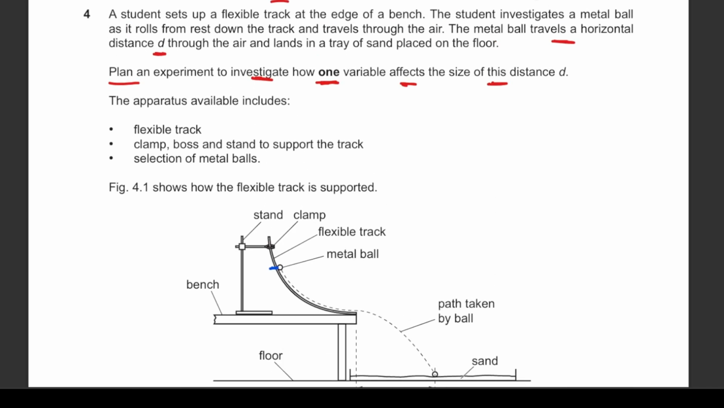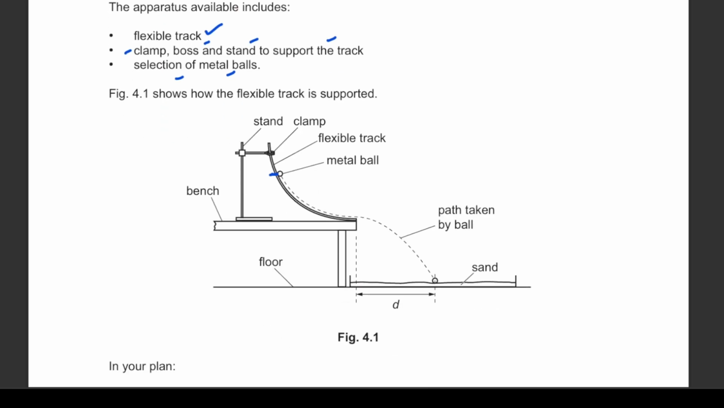So what do we have is a flexible track, like a cardboard. We have a clamp, Bose clamp, and stand to support the track. Selection of metal balls, yes.